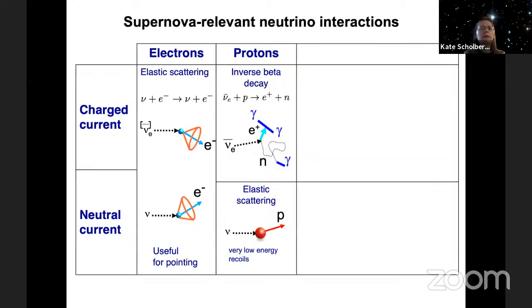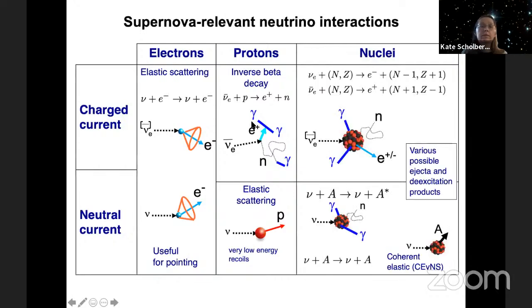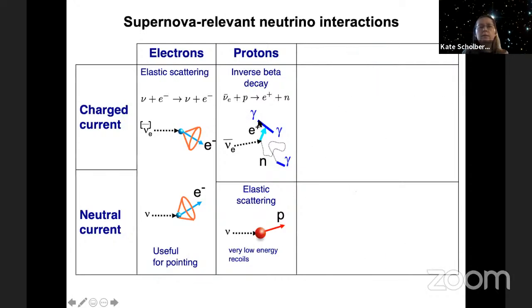And that's a very powerful tool, because if you see those two signals happening close to each other in time, then that's not just a background, that's really a neutrino. So this is very, very important for neutrino detection in general, and especially for supernova. And protons are common. They're common in water, which is cheap, and in scintillator. And so those are good detector materials.